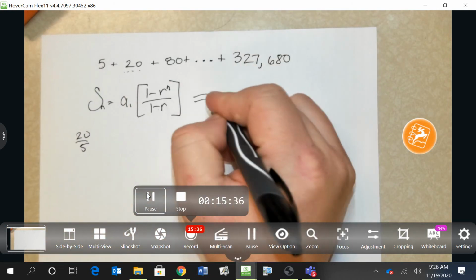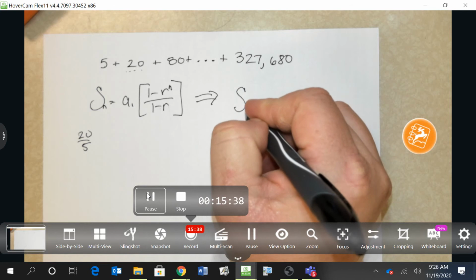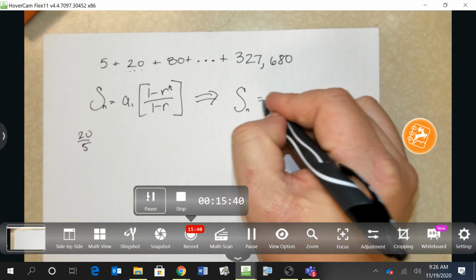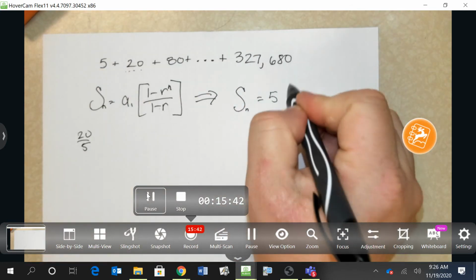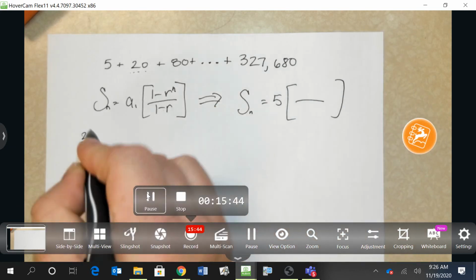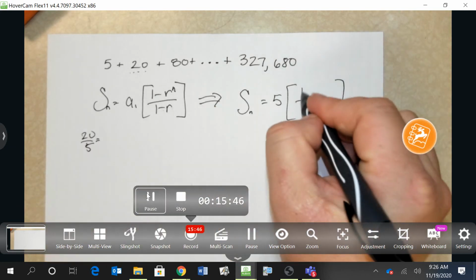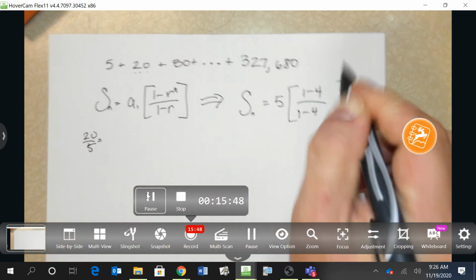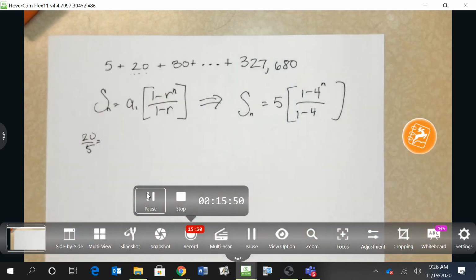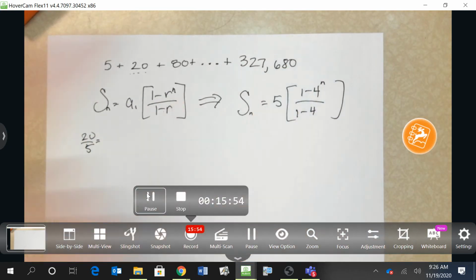So I already know that it's S. I'm going to just do a really light N so I can write over the top of it. The first number is 5. And then my common ratio is 4, so 1 subtract 4. Now what I'm missing is this N. I need to know, how do I go from here to here? How many numbers do we have to do?